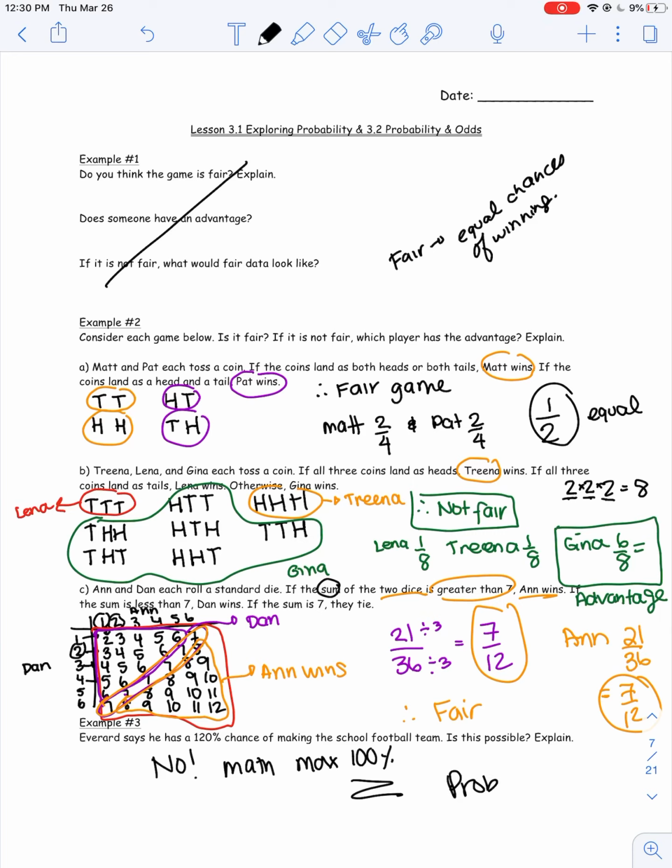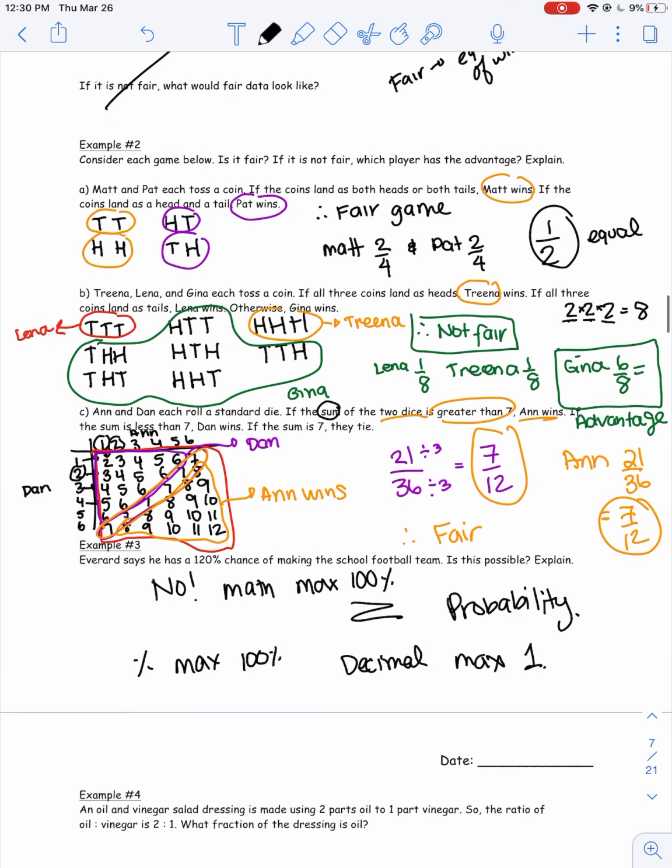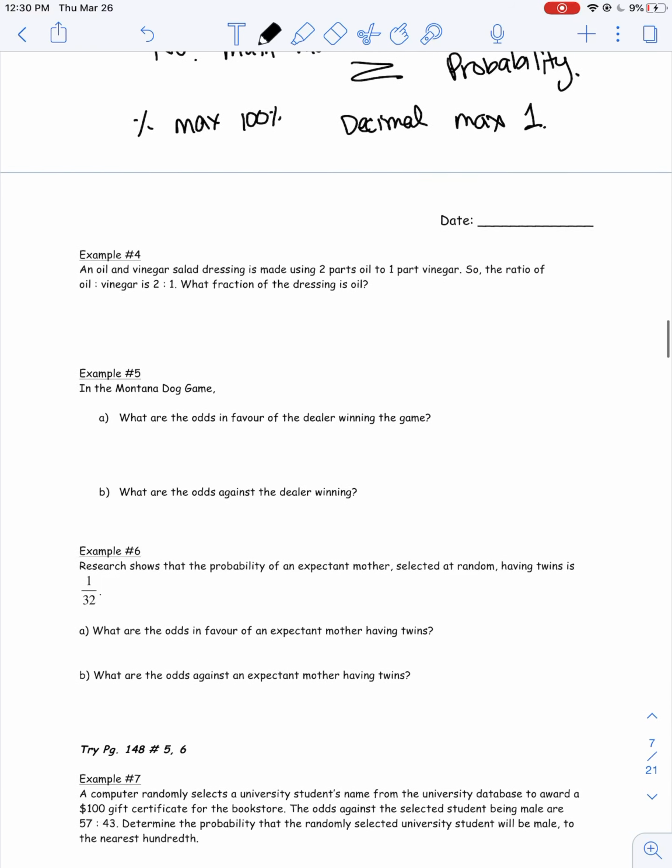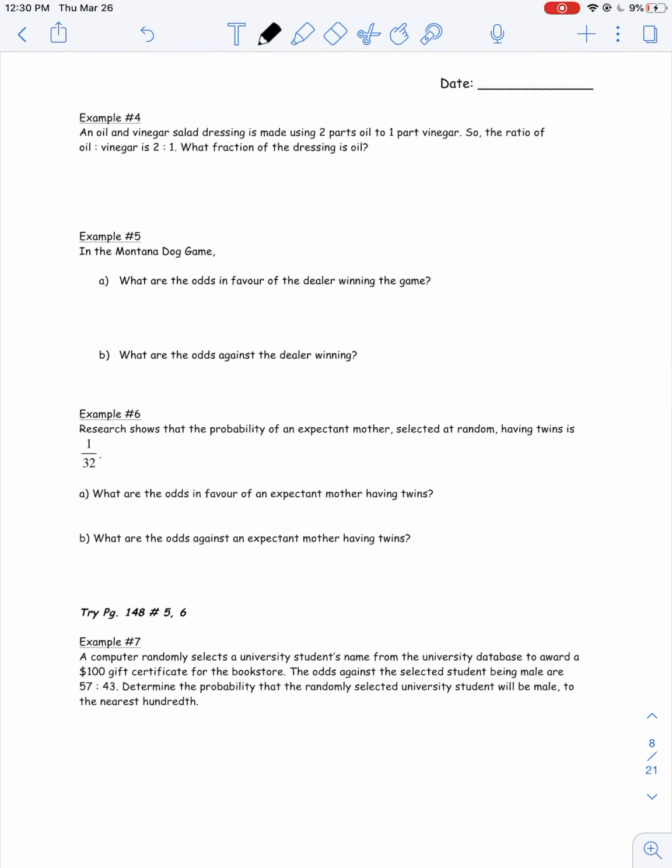So when it comes to math, our max is 100. In probability, we should not have a percentage greater than 100. So when it comes to percentages, the max should be 100. When it comes to decimal form, the max should actually be 1, because decimal values, if you added them up, would equal 1, because 1 whole means that's all the different outcomes together. So in this case, don't go over 100% or don't go over 1 if you're in decimal form.